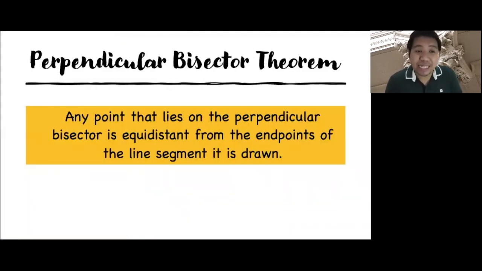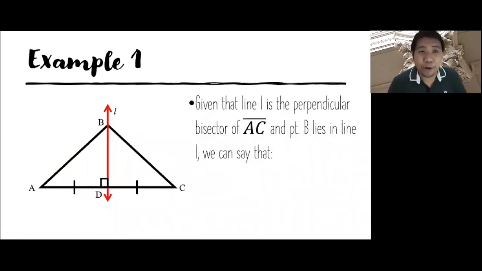This theorem states that any point that lies on the perpendicular bisector is equidistant from the endpoints of the line segment it is drawn. So magbibigay po tayo ng mga examples para mas maintindihan natin itong theorem na ito. Meron tayong 4 na examples na inihanda for this theorem. Let's proceed to example number 1.